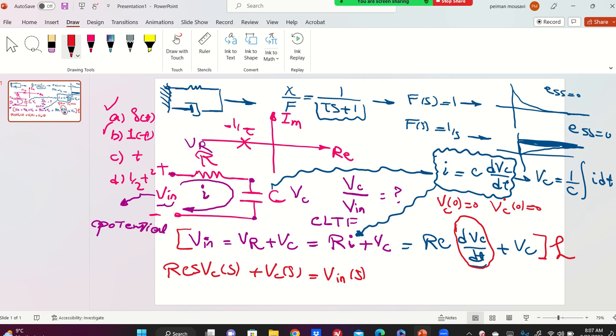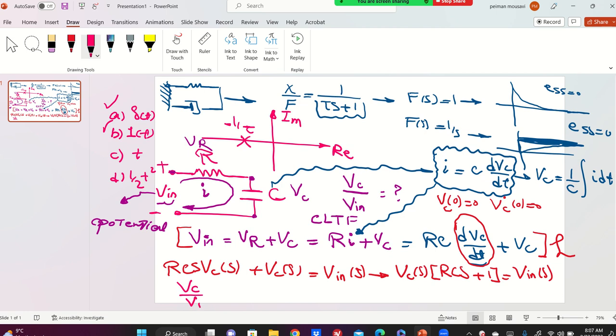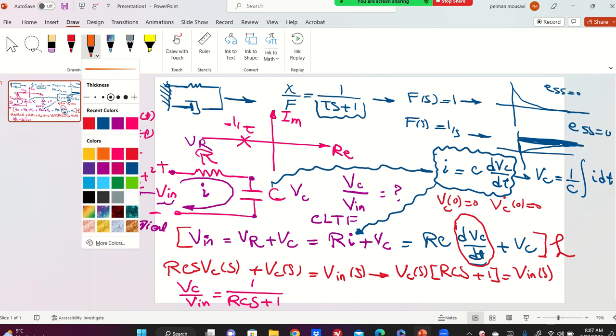So if you factor out from here, you get VC(s) times RC s plus 1 equals V in (s). So VC(s) over V in (s) equals 1 over RC s plus 1, showing that the RC circuit is a first order system because of this.